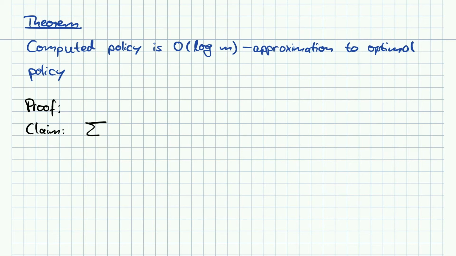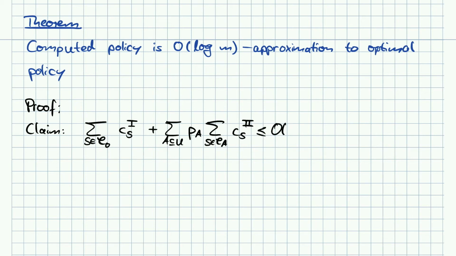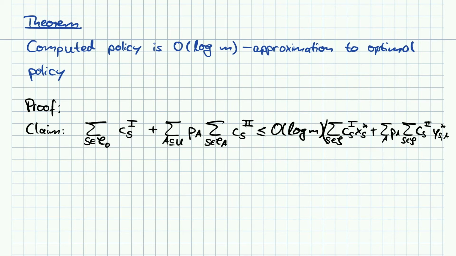So we claim that the sum of the costs that we have for our first stage choices plus the expected cost that we have for the second stage choices is no more than O of log m times the cost of the optimal LP solution. So this was the sum over S of CS1 times XS star plus the sum over all A of PA times the sum over all S of CS2 times Y, SA star. So if we're able to show this inequality, then we are done.